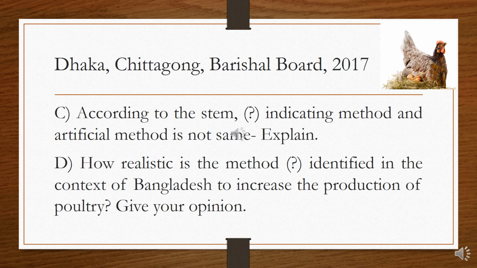Now the question number D, that is how realistic is the method identified by the question mark in the context of Bangladesh to increase the production of poultry. Give your opinion. Here we can see that from the stem the question mark indicating system or method is known as natural method. This natural method in the context of Bangladesh is very much realistic to increase the production of poultry. When a hen hatches the fertilized eggs with the help of its body temperature, it is known as natural method.